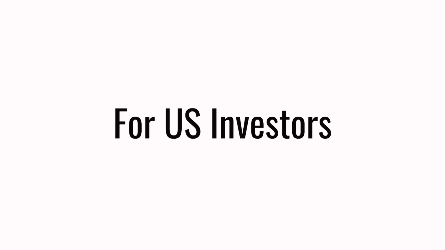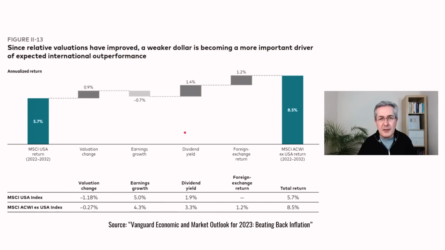Now let's think about things from the US investor point of view. Here's the actual breakdown of the sources of underperformance for the US relative to the rest of the world. So on the far left, you can see the forecast return of MSCI USA over the next decade, and that's 5.7%. And on the right, you can see the MSCI ACWI return, that's the All-Country World Index, global stocks, excluding the US, and that's 8.5%.